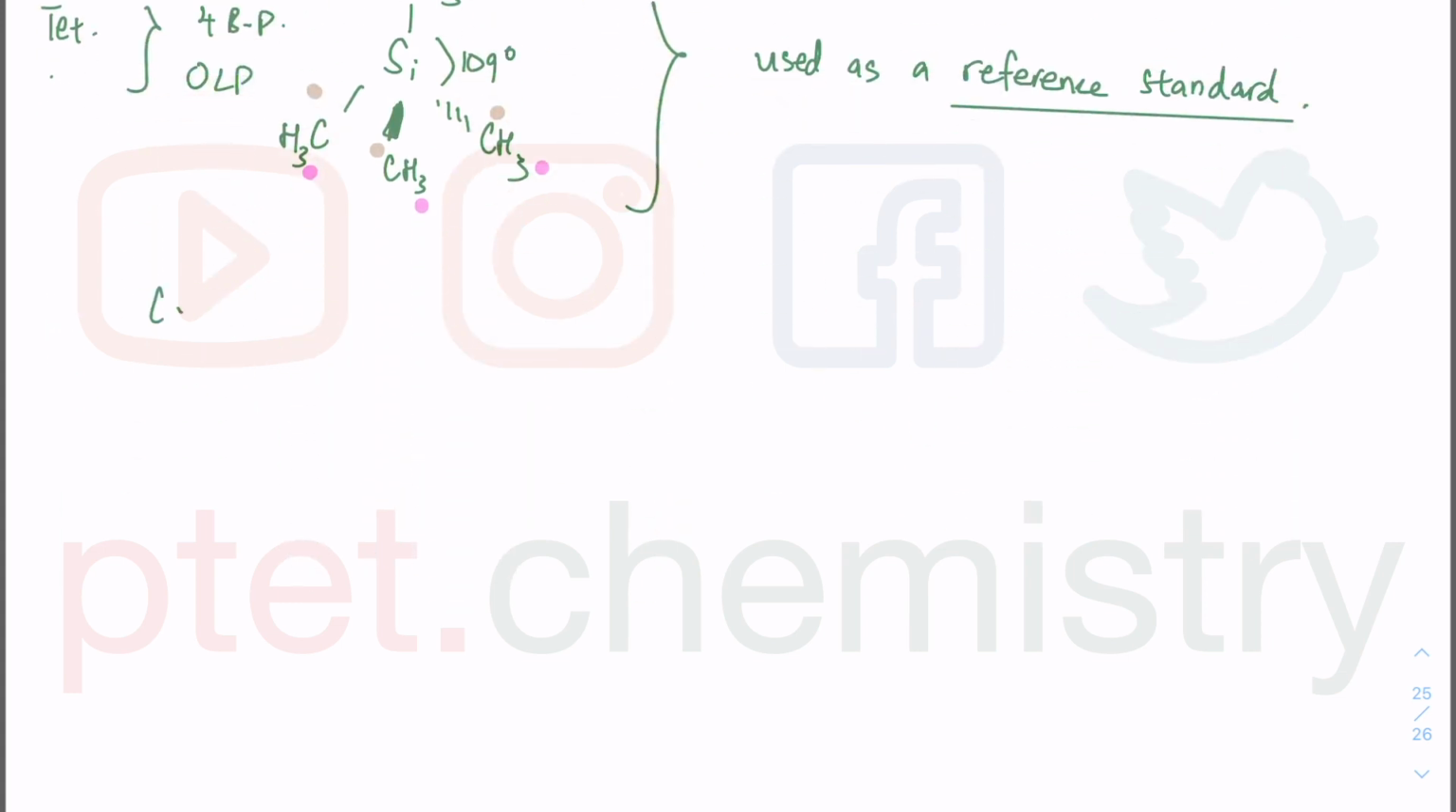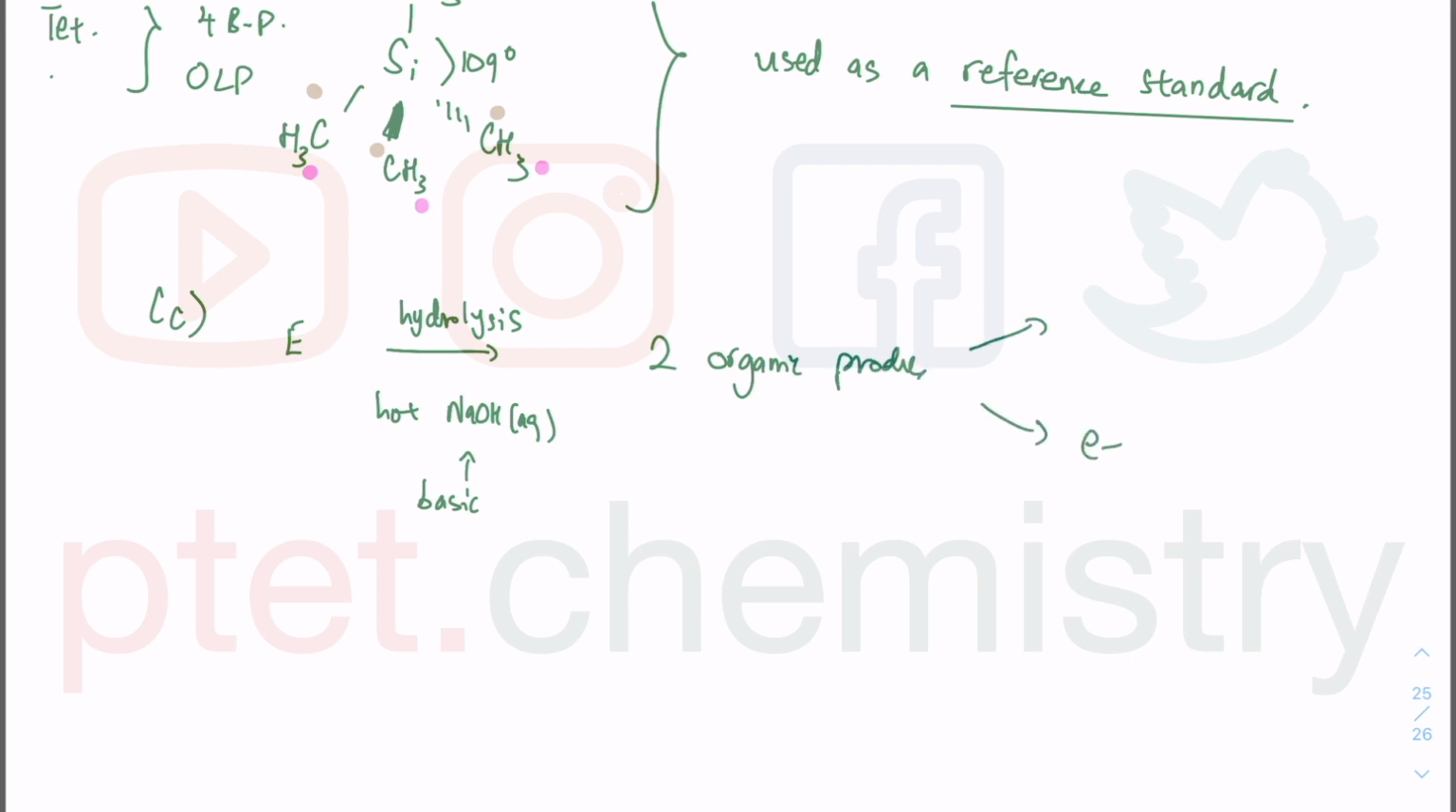Part C, so compound E is hydrolyzed, so they use this term, hydrolysis. They say hot NaOH, so this is in basic condition, or these alkaline conditions. You get 2 organic products, one of which is ethanol, but you don't know about this one. Okay, so you do get ethanol.